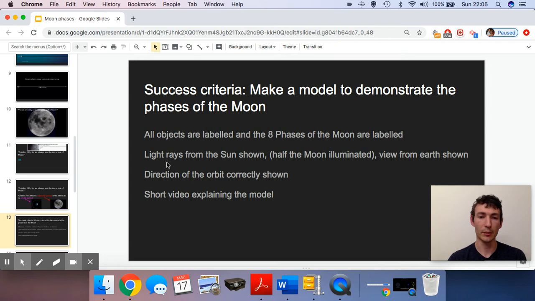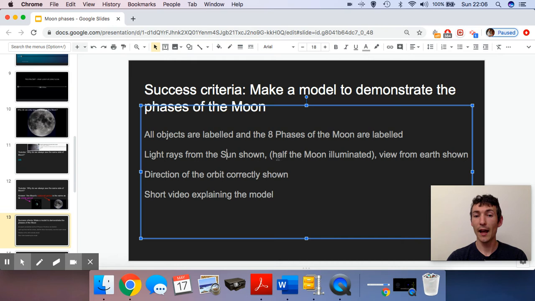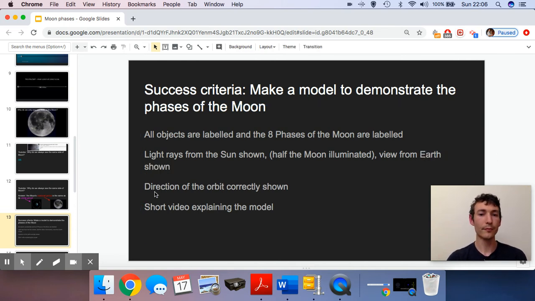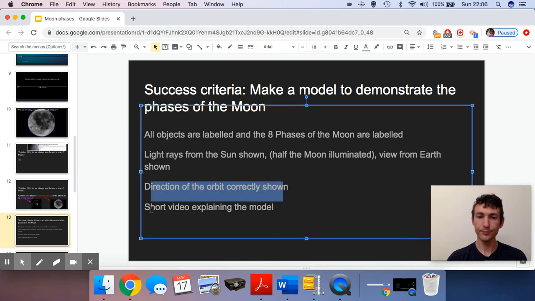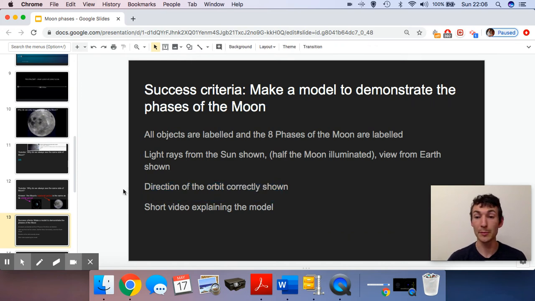Make sure everything's labeled. Light rays from the sun are shown, and half of the moon is illuminated. You should also show the view from the Earth with a capital E. You should also use arrows to show the direction of the orbit of the moon. And I would love to see a short video explaining your model, as opposed to just a picture. I want you to explain it and show me that you really understand. So this is the success criteria for your model.